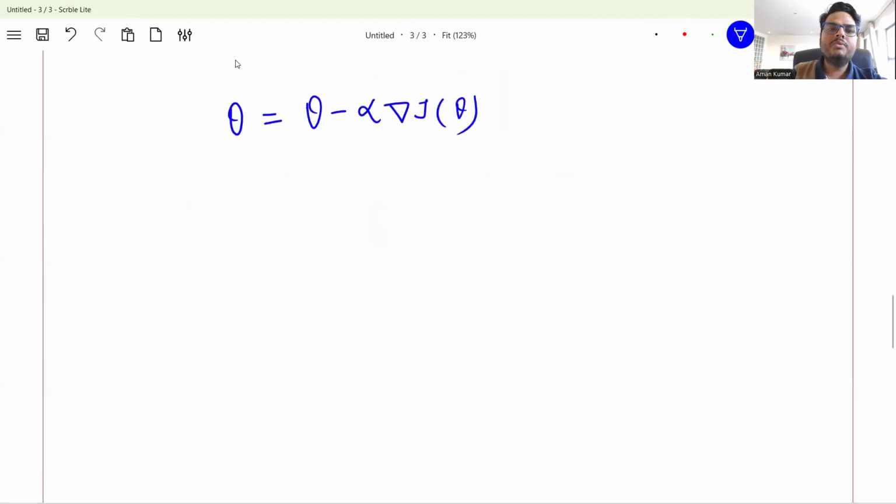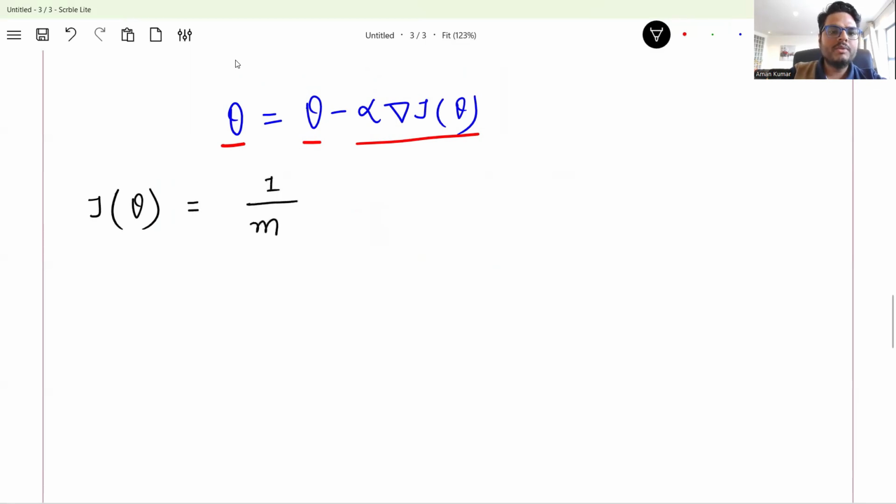Correct? Why are we taking this? We want to move to the new theta from the old theta, and this is my step size. Okay. If this part is clear, now I will go into a little more mathematical detail here. Can I say that the loss function for my linear regression is 1 by m? So I'm writing here the mean squared error loss.